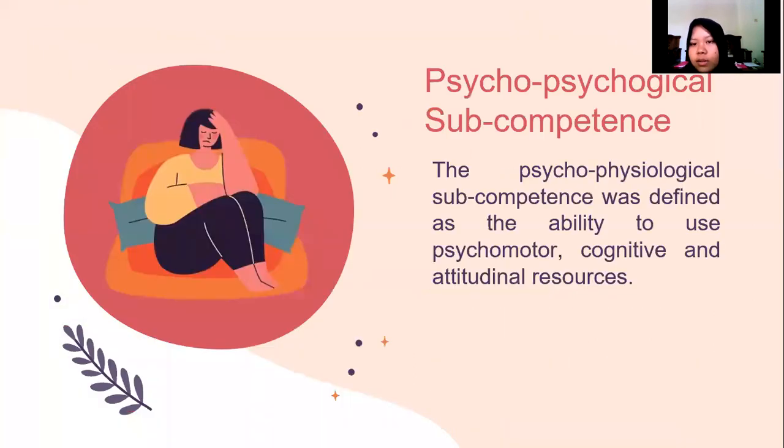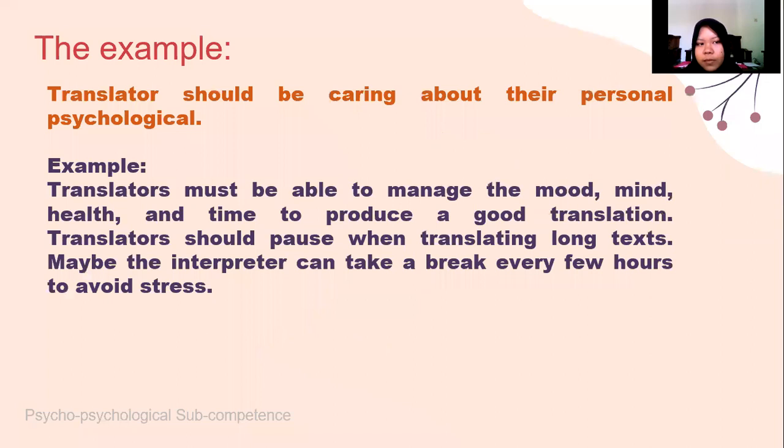And then the last one is psychological subcompetence. The psychological subcompetence is defined as the ability to use psychomotor, cognitive, and attitudinal resources. For example, the translator should care about their personal psychological state, and the translator must be able to manage their mood, mind, health, and time in order to produce a good translation. And the translator sometimes needs to take a break to avoid stress, and finally they can produce a good translation result.